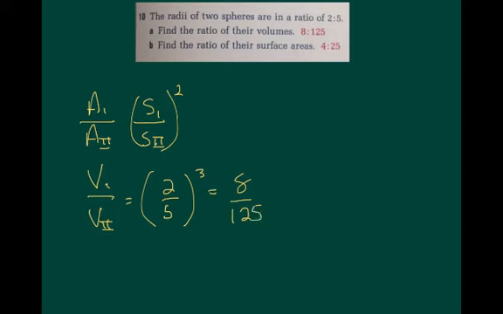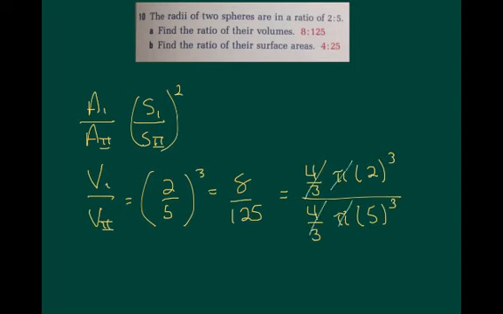Now, if you want to see that worked out, you could have said that that also equals sphere 1 would have a volume of 4/3 pi times 2 cubed over the volume of sphere 2, which would be 4/3 pi times 5 cubed, and of course the 4/3 will cancel, the pi's will cancel, and you'll be left with 2 cubed over 5 cubed, which is what we have already.